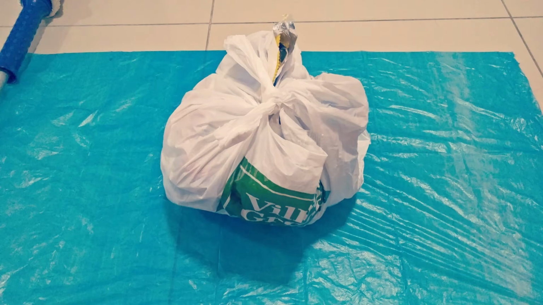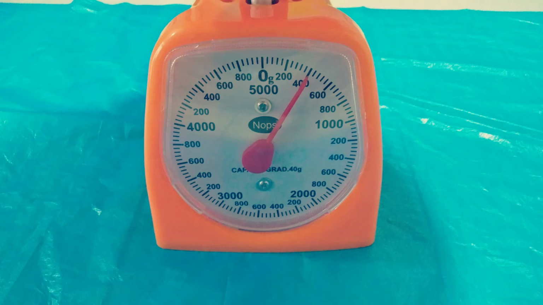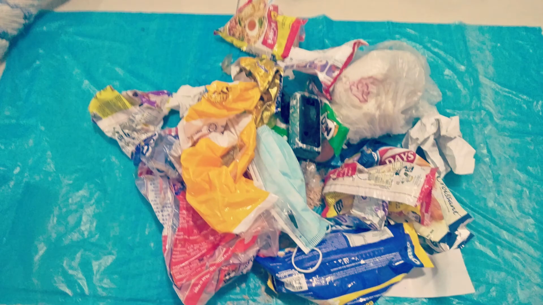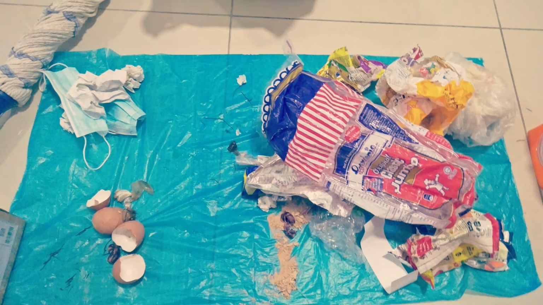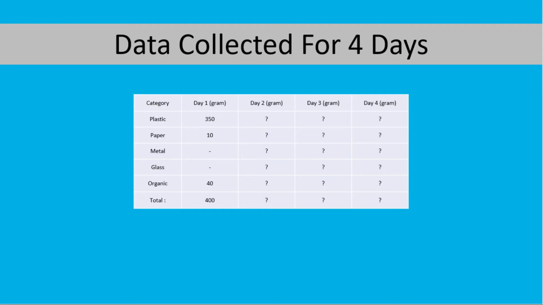Now, let's start sorting and separating the waste. First, we have to determine the total mass of the waste. Before proceeding, we must put on our gloves, and only then can we separate the waste based on its solid waste characteristic. For this sample, we are only able to separate it into plastic, paper, and organic waste. After that, we will weigh it again to determine the mass for each characteristic. Please do not forget to record all the data.